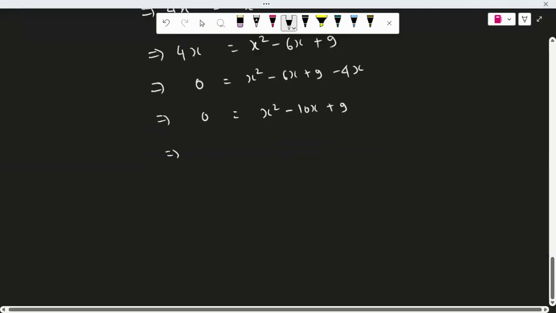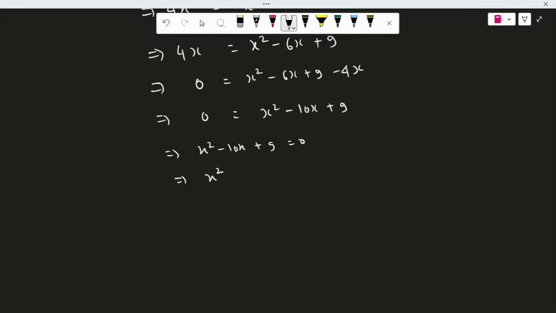So now we have x square minus 10x plus 9 equals 0. And Rajveer, can you repeat?